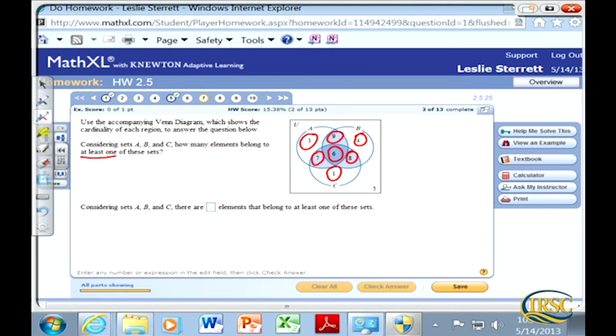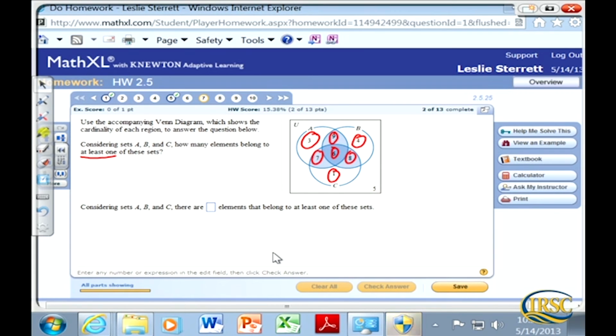Now if it said at most one, then that means, at the greatest, it can belong to just one set or none of them. So think about what those words really mean. If it says which elements belong to exactly one set only, that would be the 3, 4, and the 1. So you have to be really careful with the wording of the problem. So again, in this case, it's all of these, because it's at least one or more of them.